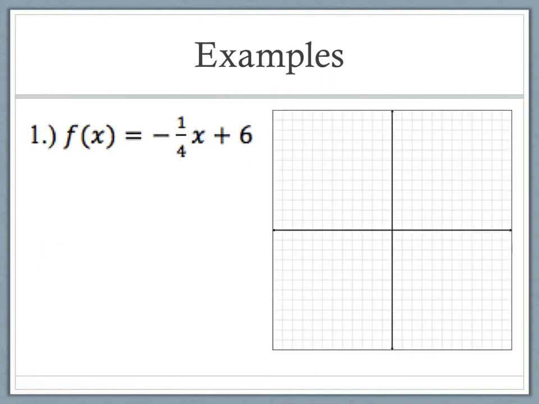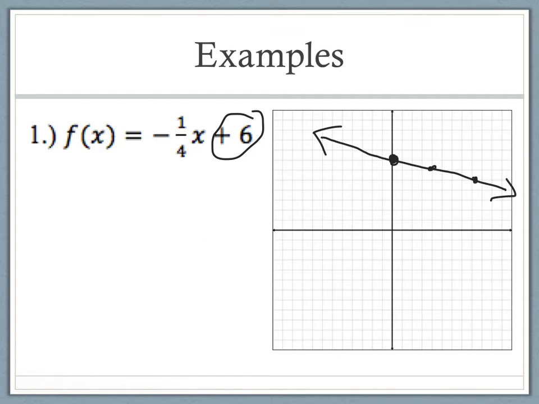Okay, so first off, I'm just going to graph this. My b, or my y-intercept, is +6, so I'll go up 6, because that's my y-intercept. And then I'm going to graph it with the slope, which is -1/4, so we'll go down 1 over 4, and then I'm also going to go down 1 again over 4. I usually go about 3 points. Okay, that's my function.